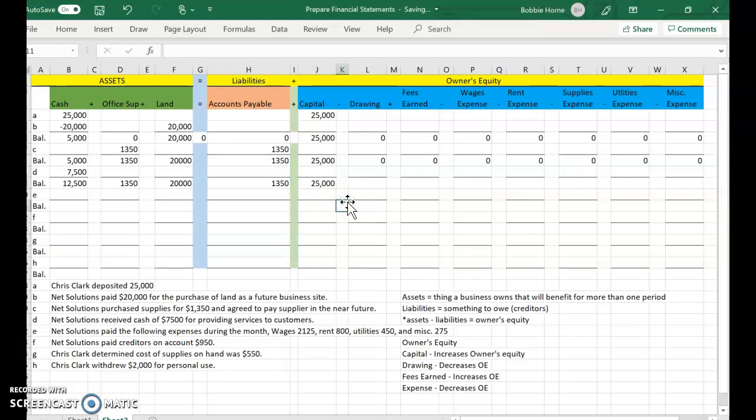not being affected. But when we perform a service, we have to record revenue. This is fees that we have earned because we have performed the service. So we, let's see, $7,500 is what we're going to record for fees earned. So drawing is going to stay 0. Now fees earned has a balance of $7,500, and everything else is going to stay the same.